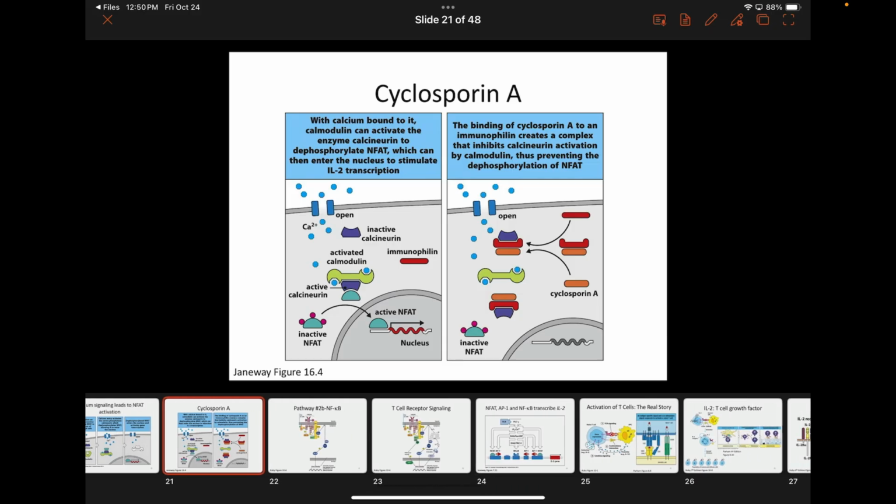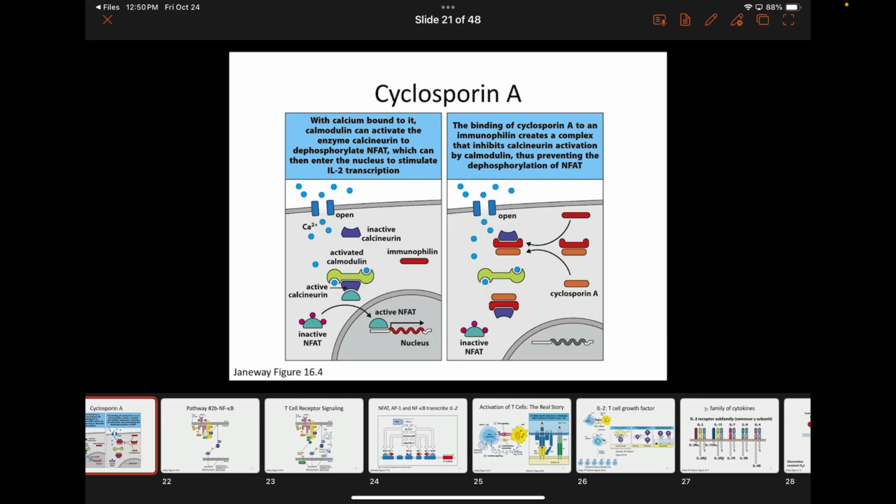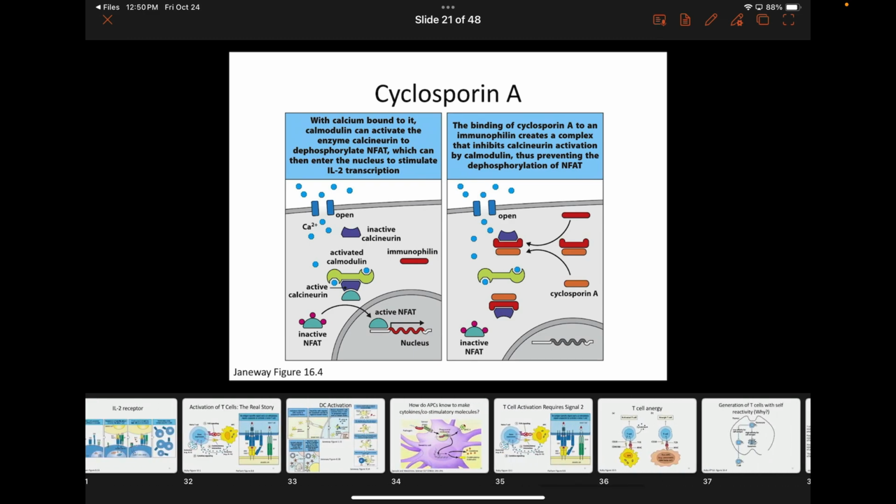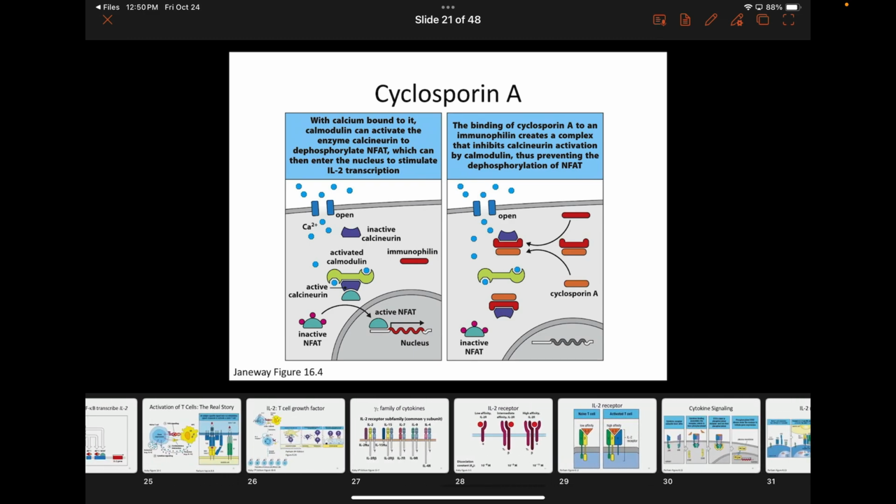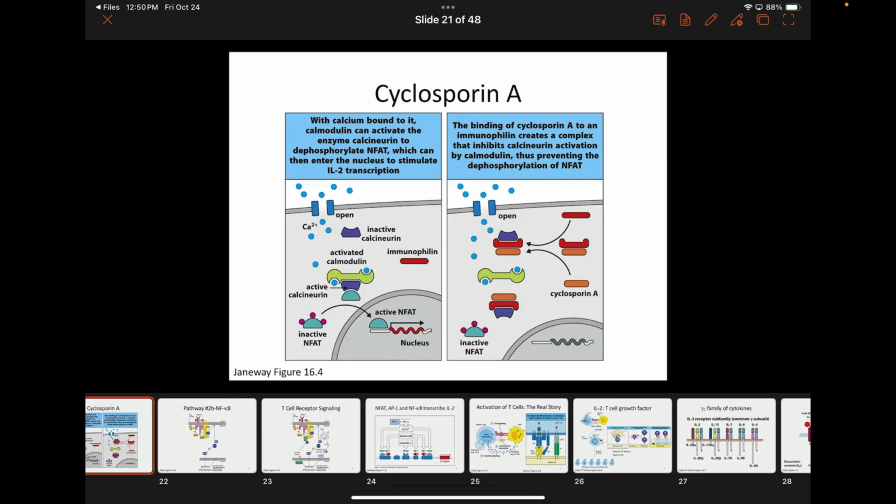In fact, when I first learned this whole process, I always felt a little sad because I always learned it the way I've shown it to you here, and I was like, but what about DAG? I feel bad for DAG. We just left DAG. We made DAG, PLC gamma cleaved a phospholipid to make DAG and IP3, and we did all this great stuff with IP3. And I was always like, well, what about DAG? I really was worried about DAG.